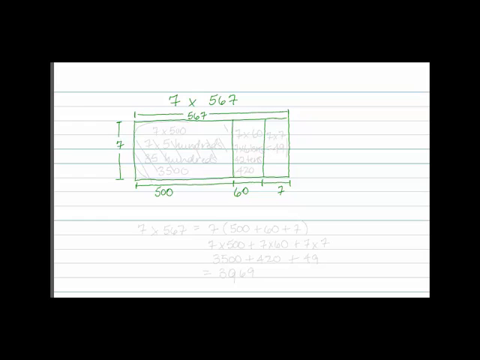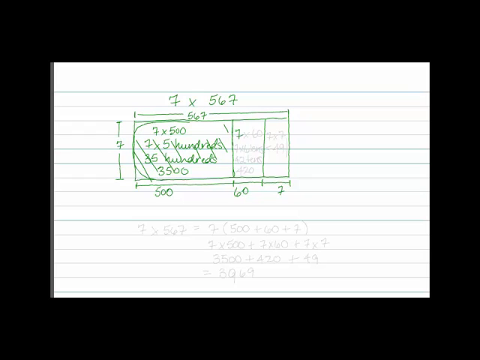So this section here represents 7 times 500. I'm sorry, I should say the area of this smaller rectangle right here, let me fill this in here, equals 7 times 500, which we can think of as 7 times 5 hundredths, which is the same as 35 hundredths, which is 3,500.